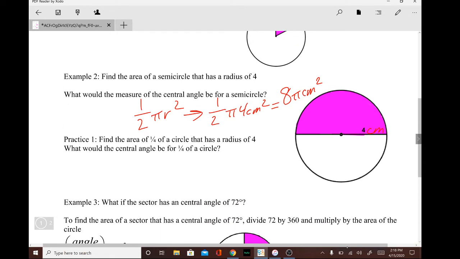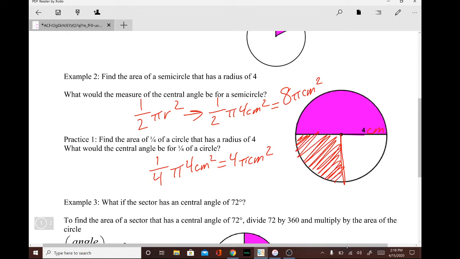Now, if we want to find 1/4 of a circle with a radius of 4, we would do the same thing. We would take our fraction of the circle we are talking about. So 1/4 of our circle times pi times our same radius, which is 4 centimeters squared. That'll give us an answer of 4 pi centimeters squared. So that would just be 1/4 of this circle.